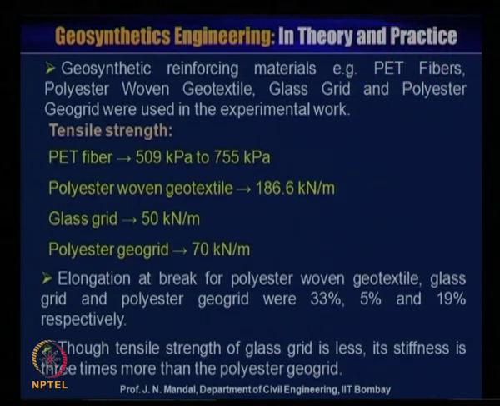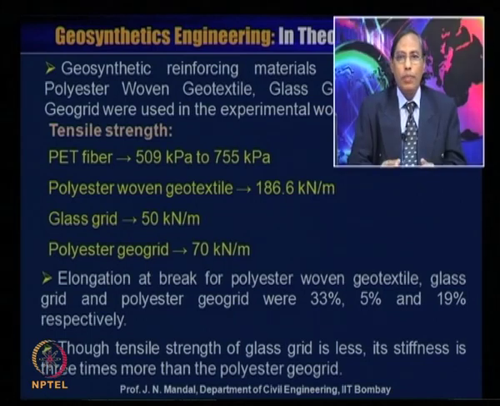Now, geosynthetic reinforcing materials, that is PET fiber, polyester woven geotextile, glass grid and polyester geogrid, were used in this experiment. So in this experiment, different types of geosynthetics, either in the form of woven, or in the form of geogrid, or in the form of fiber, have been introduced, and then we conducted the test. Here we are focusing on some of the behavior of the materials.